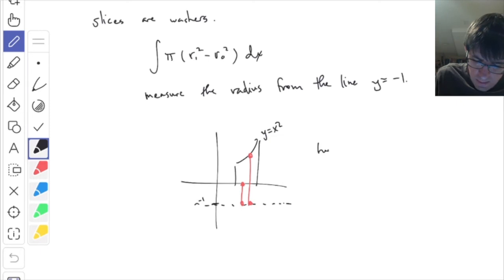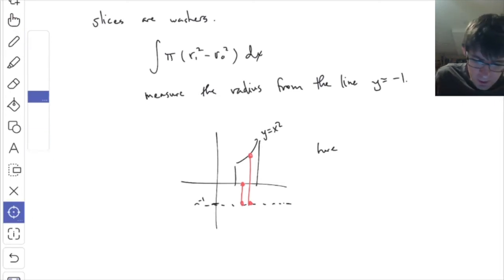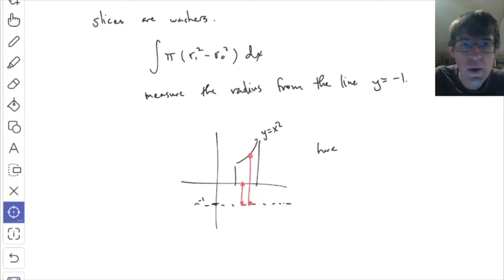So here, the outer radius or the inner radius, anybody feel like one of them is always just going to be the same? As you move across in the x direction, one of those radii is not changing as you move across. What do you think?